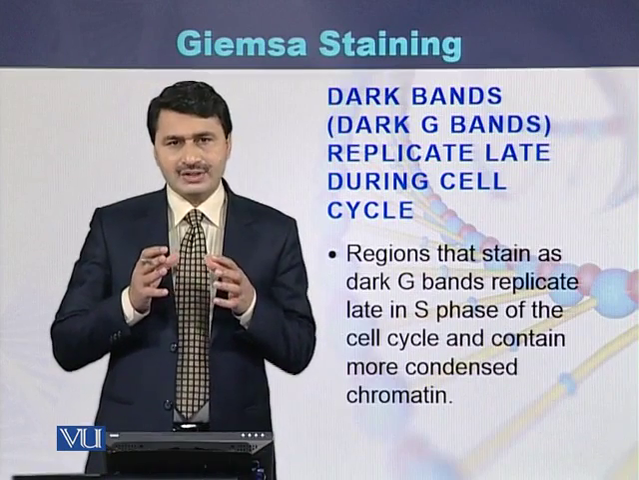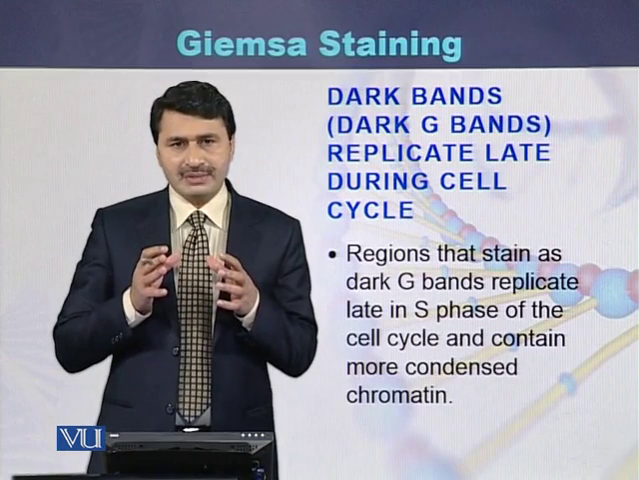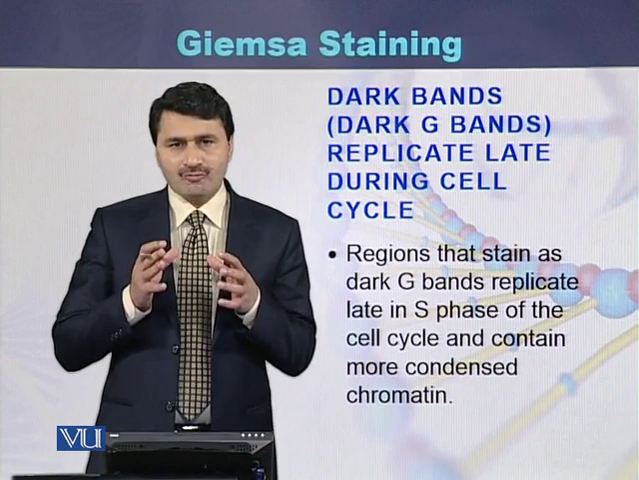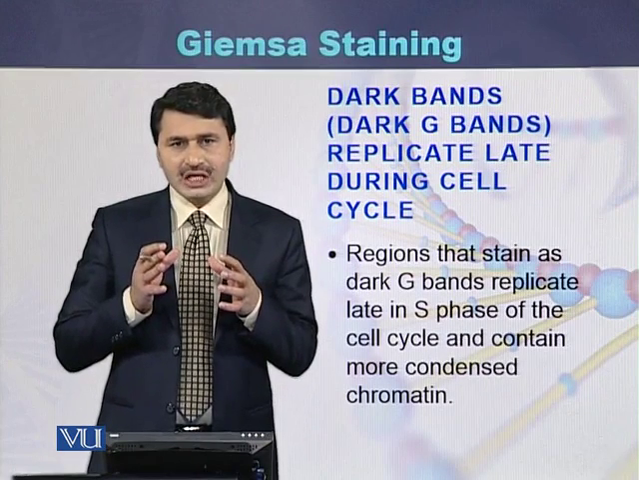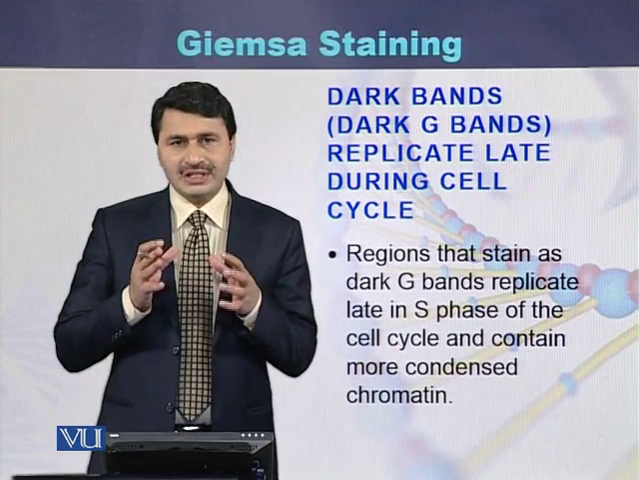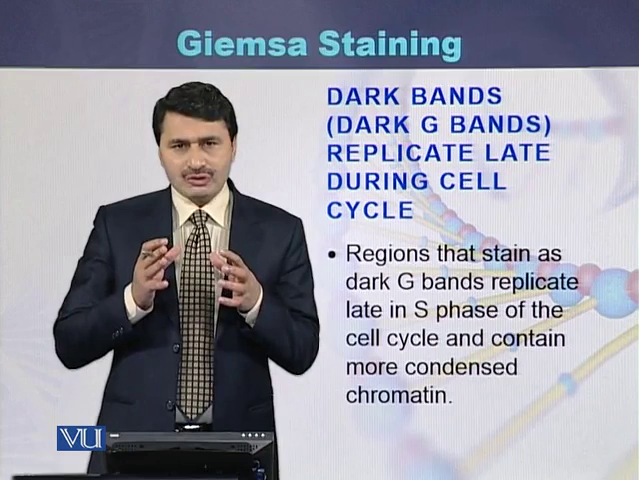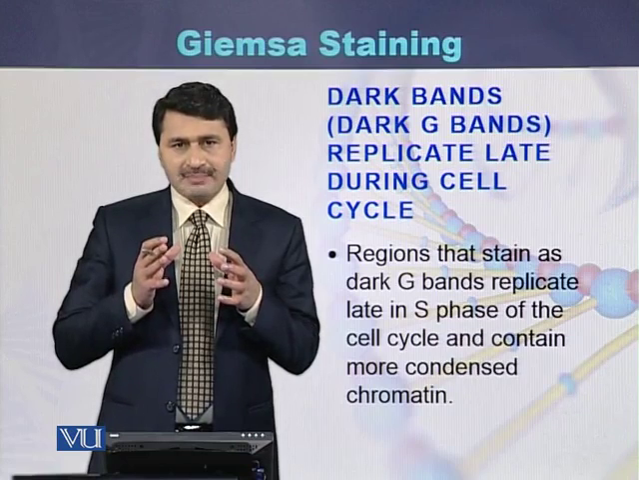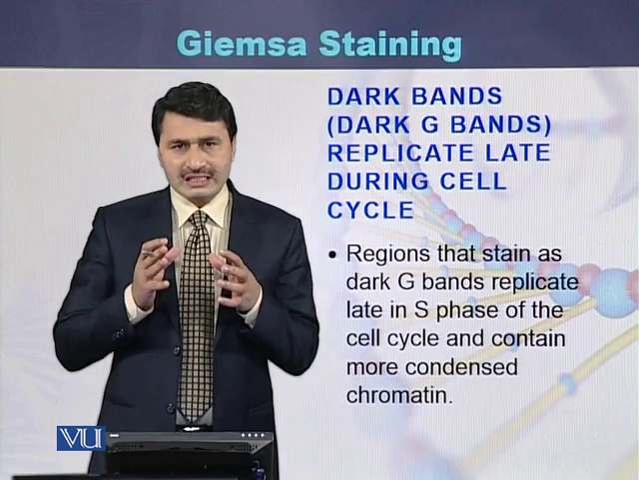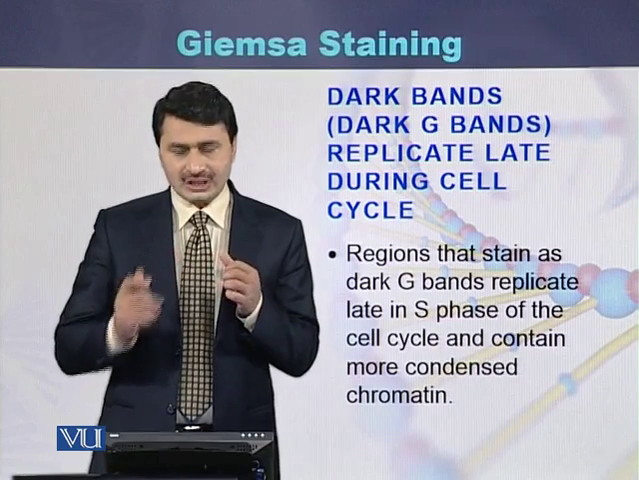Dark G bands are those bands that replicate late during the cell cycle. As we know, while dividing the cell into two cells, the DNA or the genetic material of the cell divides and replicates. So the DNA present in the dark bands replicates late during the cell cycle, and this DNA is an AT rich region.